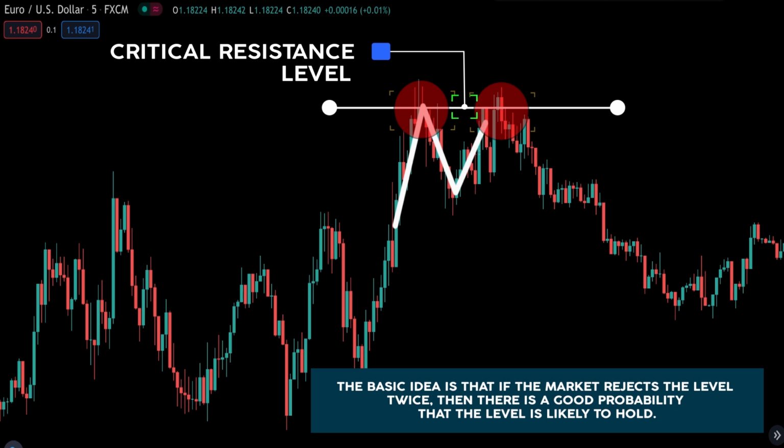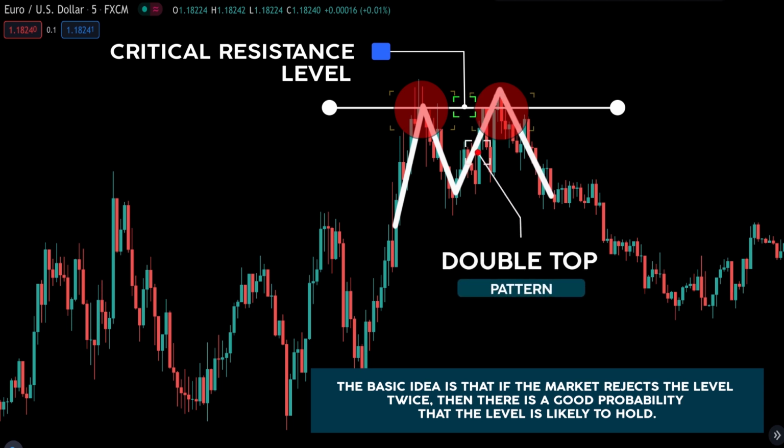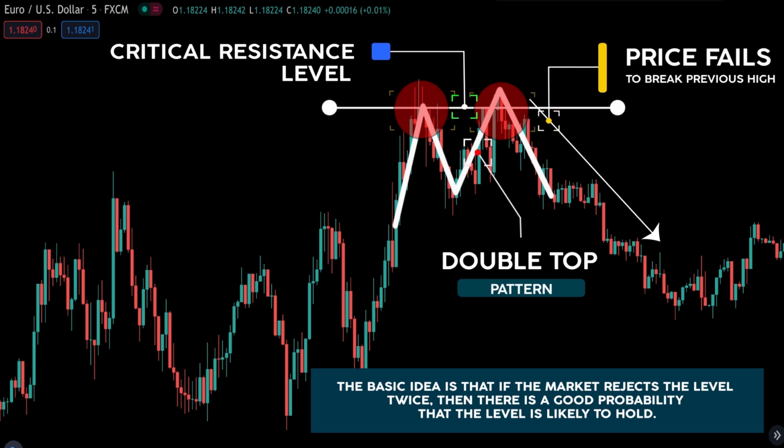Just a brief introduction about the double top pattern. A double top pattern is where price fails to break the previous high. It indicates that the level is strong and the bears are in control. Eventually, the bulls tire out and result in a double top pattern.